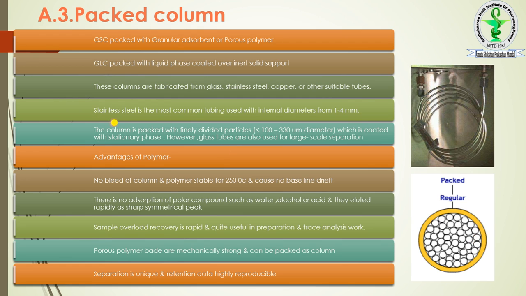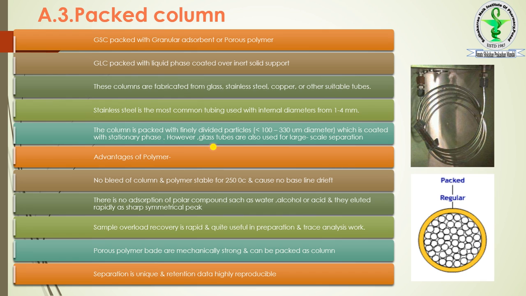Okay, so as I told you, stainless steel is the most common tubing used. The internal diameter is 1 to 4 mm. 1 to 4 mm means what? 1 mm means 0.1 centimeter. So 0.1 to 0.4 centimeter is the internal diameter that we are using in the case of this one. Okay, so the column is packed with the finely divided particles, greater than 100, that is 100 to 330 micrometer diameter, which is coated with the stationary phase.